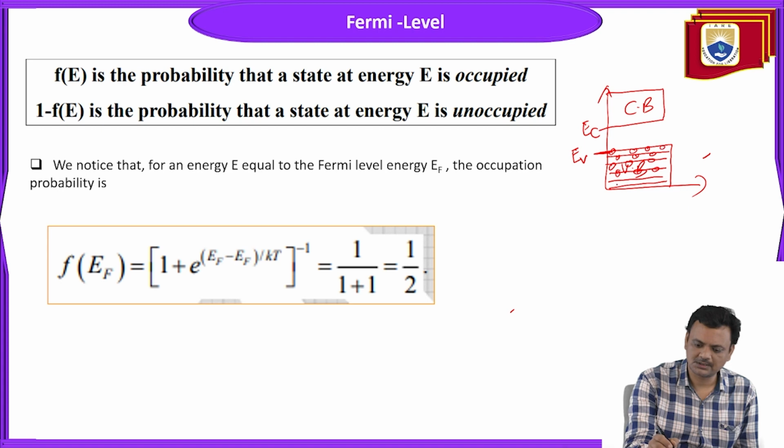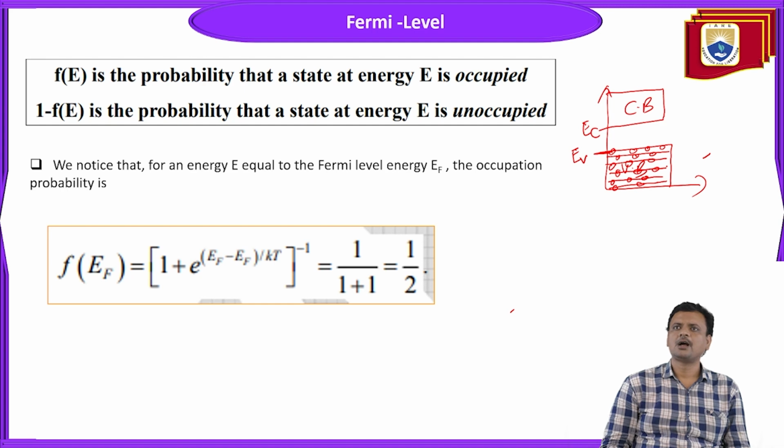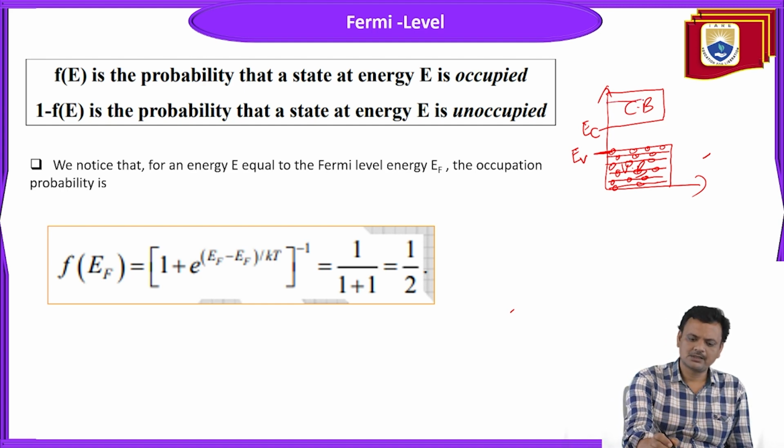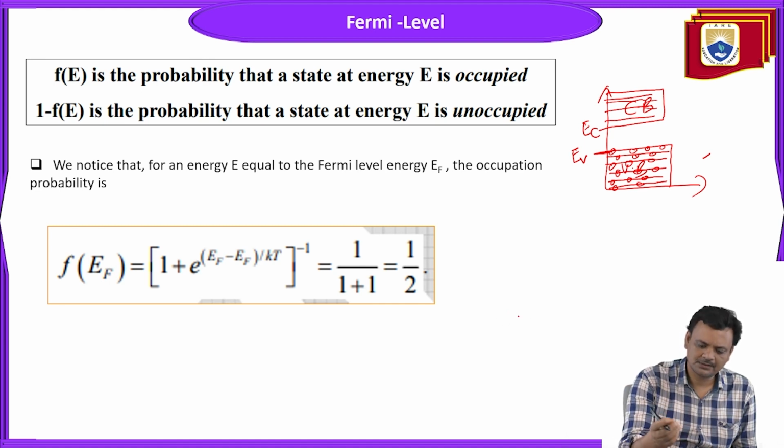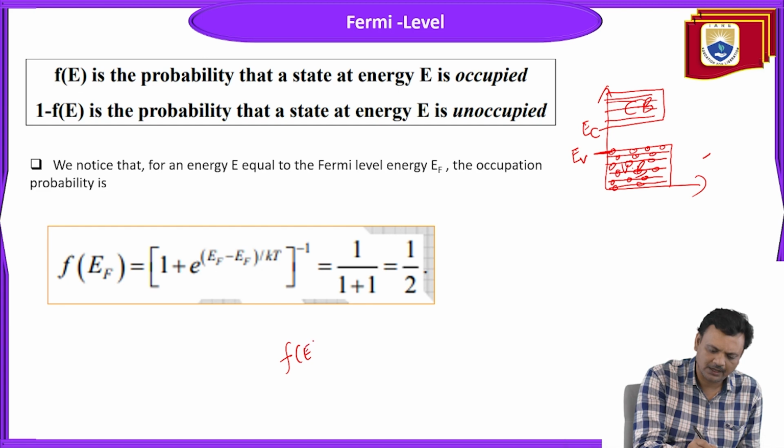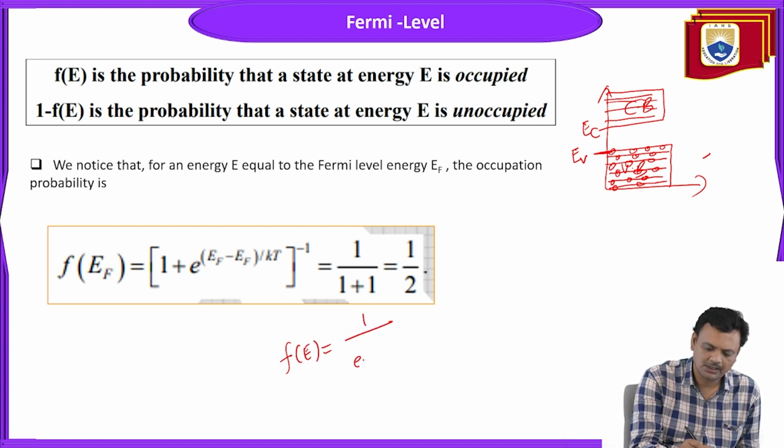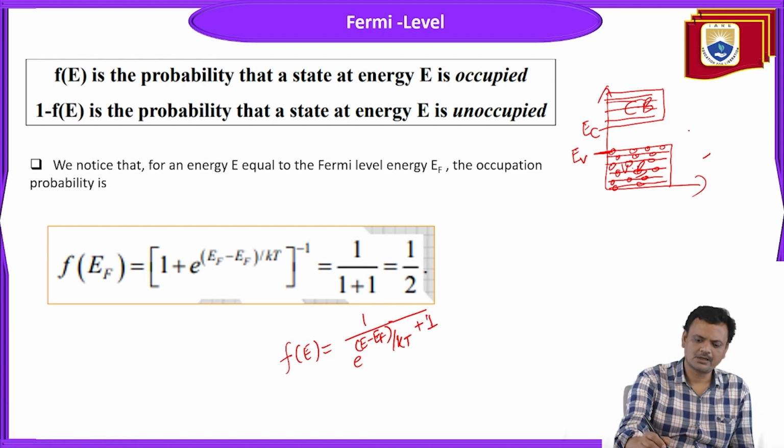Means all the energy levels are filled. And whatever energy levels are available in the conduction band are completely empty. So in the form of the distribution function, f(E) is equal to 1 upon e to the power (E minus EF) upon KT, plus 1. Now I am talking about T equal to 0 Kelvin.